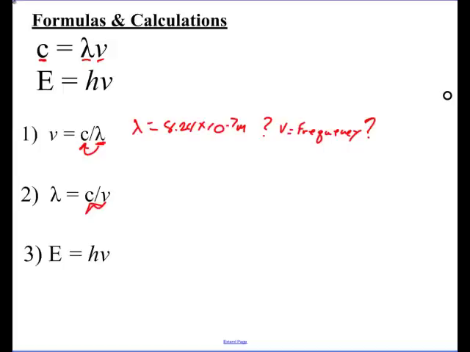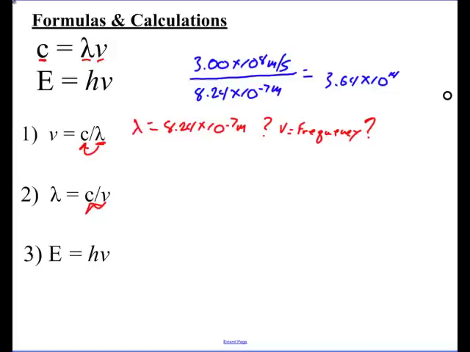The speed of light, which is 3.00 times 10 to the 8th meters per second, and I'm going to divide that by 8.24 times 10 to the minus 7th meters, and I use my calculator and I work that out, and I get 3.64 times 10 to the 14th, and I'm going to put per seconds.